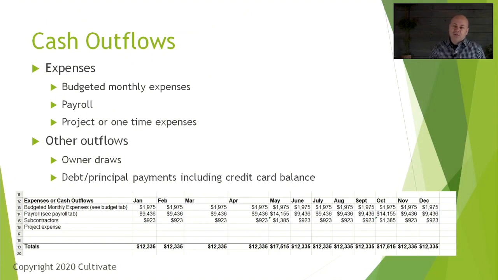Most of our cash outflows, though, that we're going to focus on are going to hit these three main areas. So there's our budgeted monthly expenses, our payroll, project or one-time expenses, owner draws, and debt and principal payments, including credit card balance. So we're going to just kind of focus in on some of these outflows.